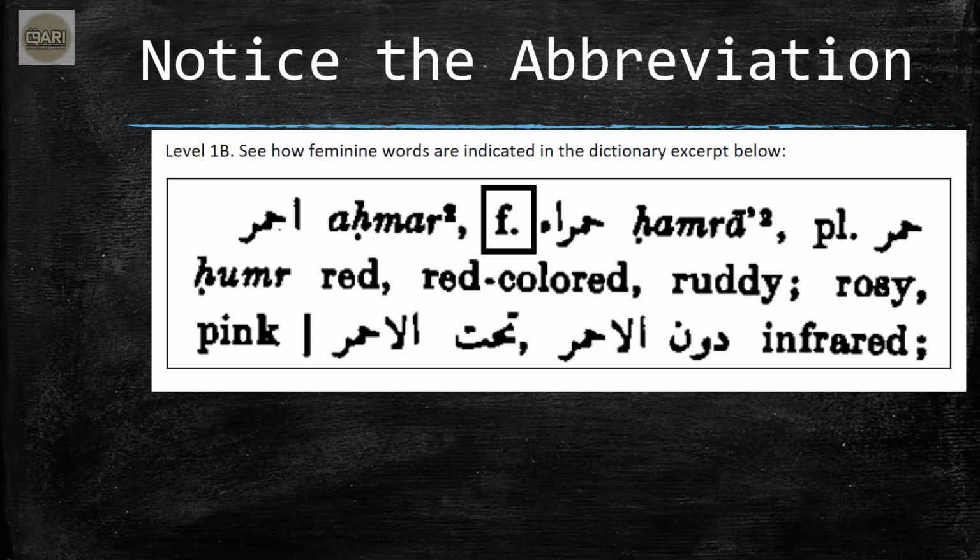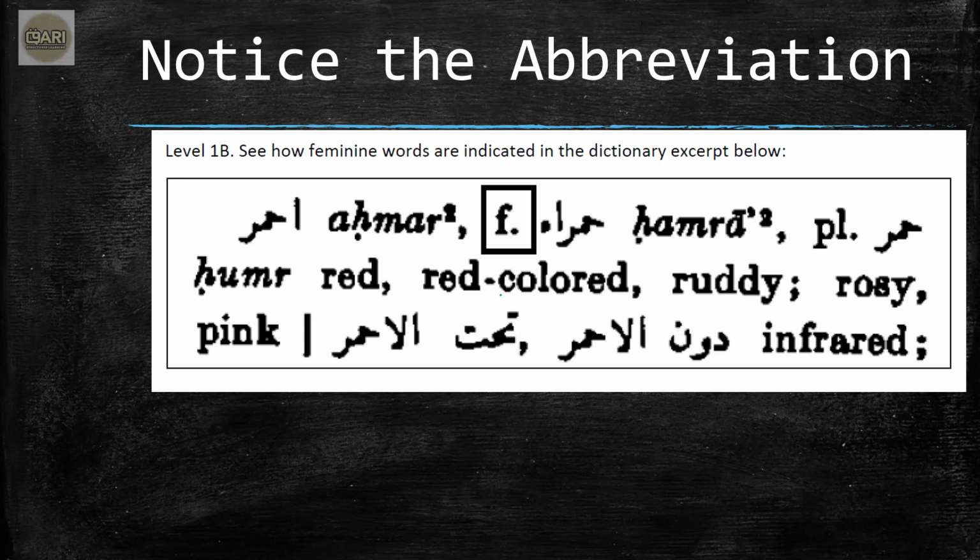Other words follow that same pattern. So, aswad is black, asmar is brown, asfar is yellow, akhdar is green. So you can see af'al, af'al, af'al. That's the structure for colors. Whereas feminine colors are on the wazn fa'ala.